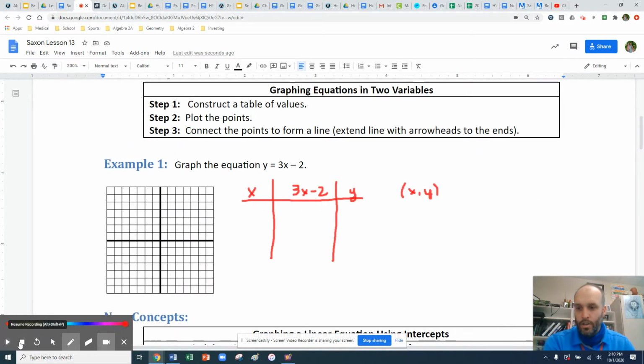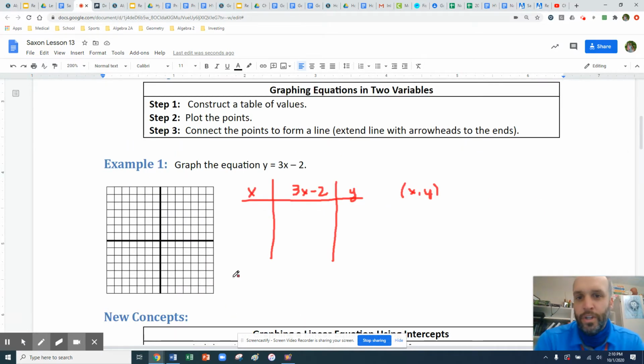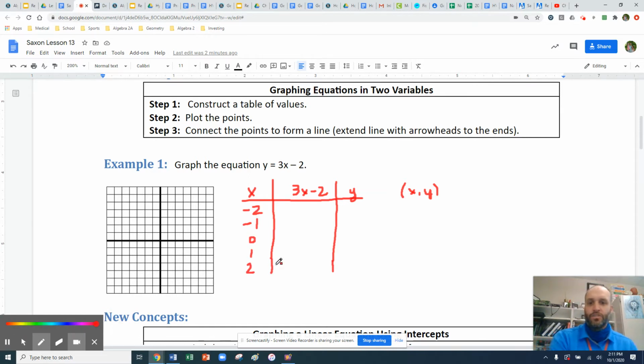To graph a linear equation using a table, we are going to construct a table of values. We are going to plot the points, and then connect the points to form a line. Everything that we do with linear equations will always be a perfect straight line. So if it's not, that means a mistake was made somewhere along the way, and you should go back and check it. We'll start by constructing a table of values.